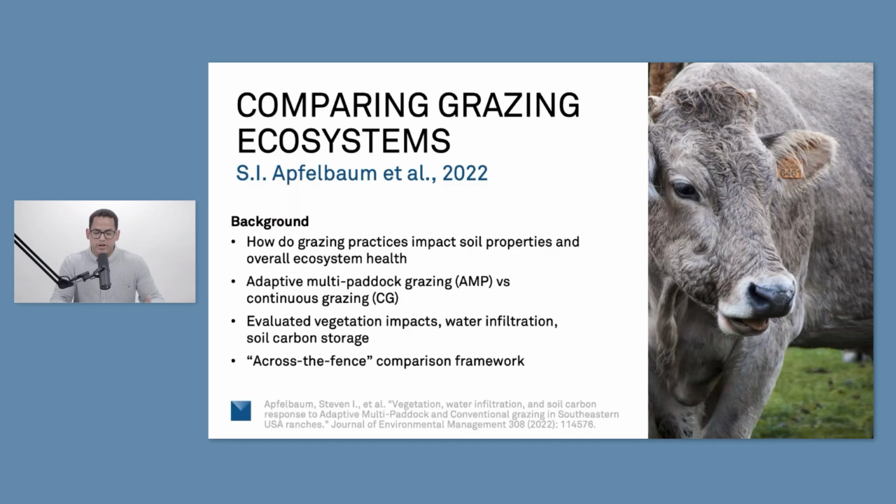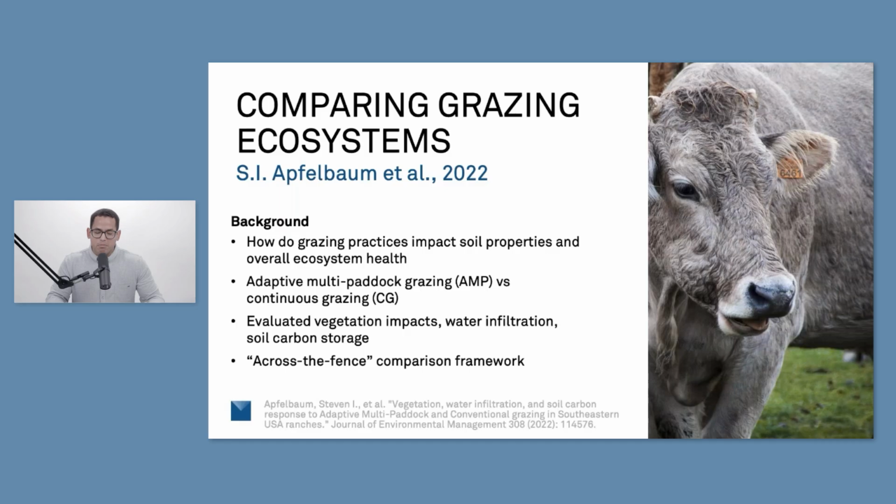Because of this challenge, various grazing management strategies have been developed to provide a more sustainable resource from the soil, and hopefully to provide better economic outcomes as well. And these include looking at things like continuous grazing, rotational grazing, and what's referred to as adaptive multi-paddock grazing, or AMP. And so the goal of the study from Applebaum et al. was to actually compare the continuous grazing and the AMP grazing, or the adaptive multi-paddock grazing, in the southeastern U.S.